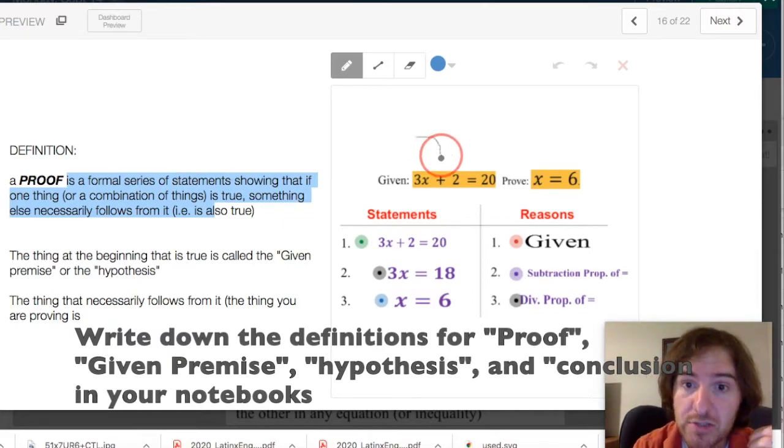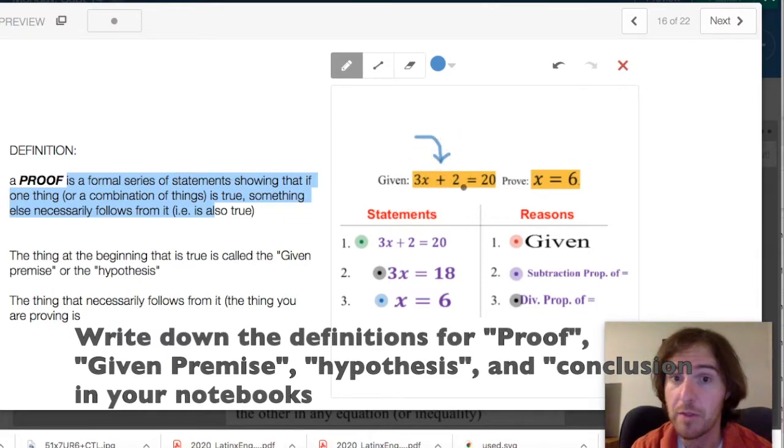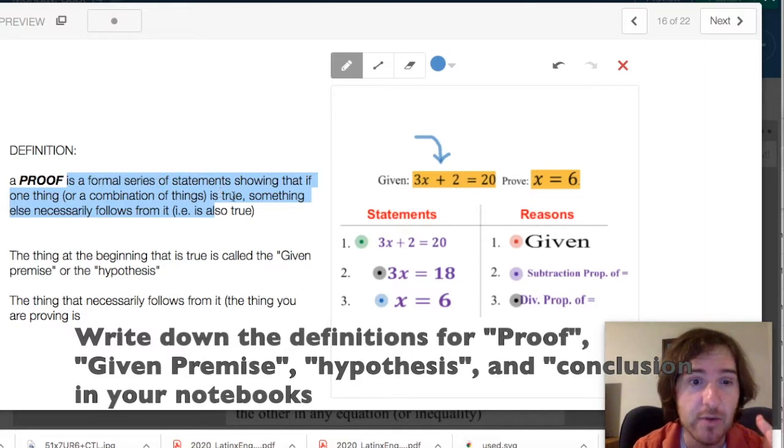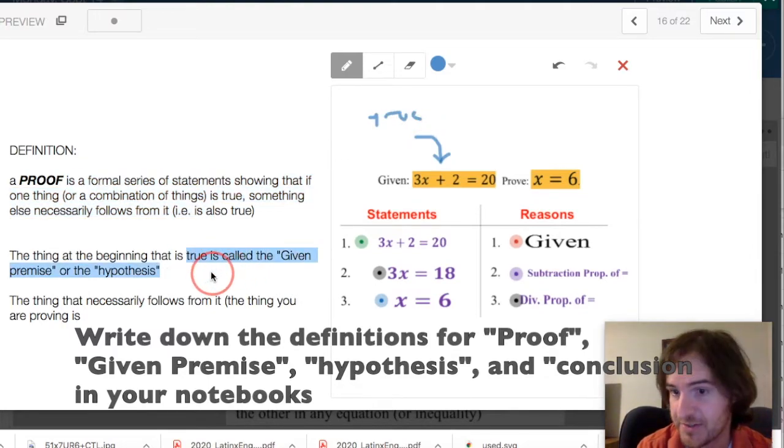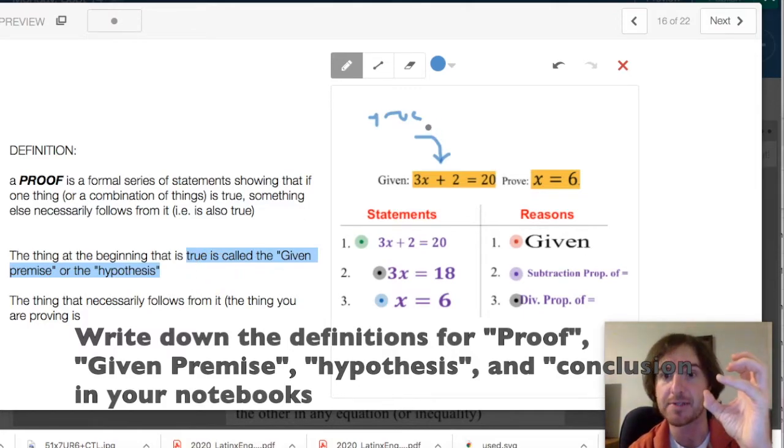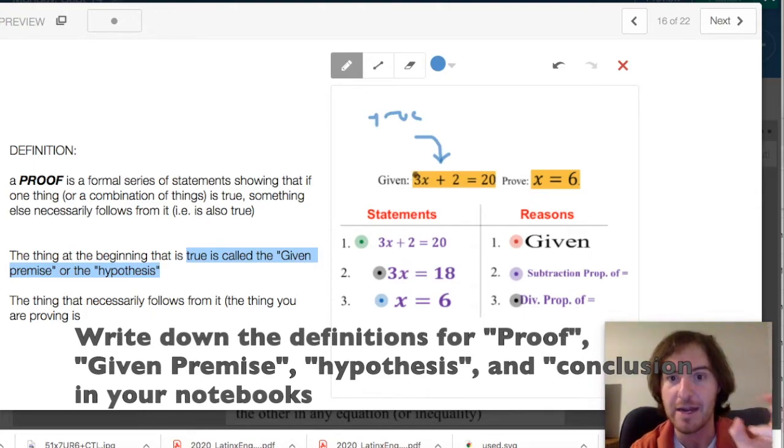So real quick, just to remind us, this is what we started with. Formal series of statements showing that one thing is true. So here, this is true. This is given to us, this is true. And it's true because this is our given premise, okay? You might hear me call this the given premise, or you might hear me call this the hypothesis, because it's the thing that shows up after the if here, right?